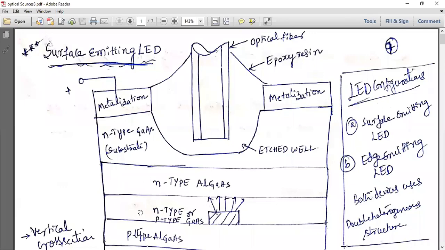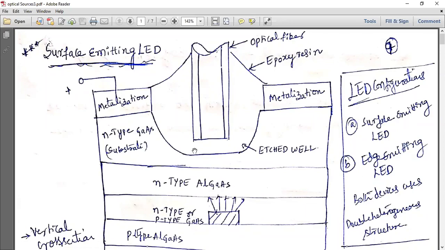Some of the holes and electrons will recombine here also. Most of the part will combine here, but there are cases that the electrons and holes will combine here also. Once they are combined, there are chances that the light may go in this direction, this direction. So light will travel in all the directions. But as we are moving the electrons and holes in the active region, most of the light is generated in this direction, and it will be captured by your optical fiber.